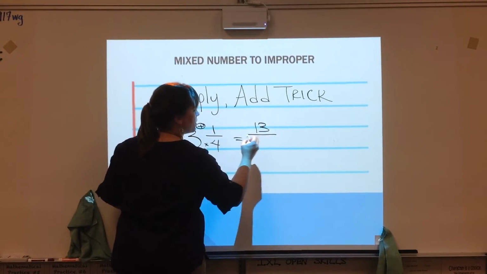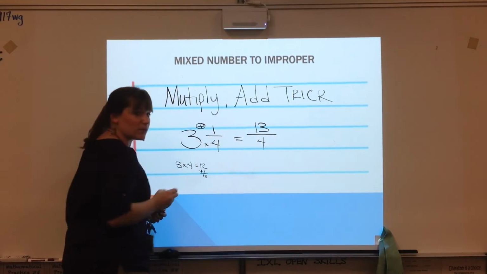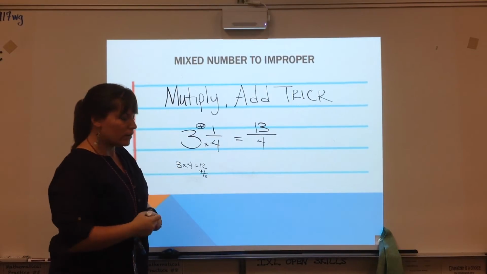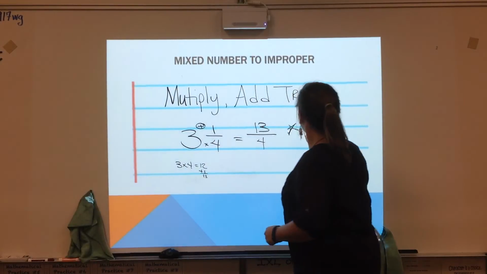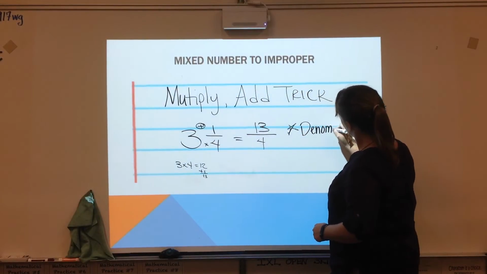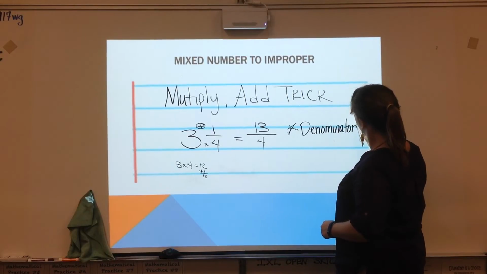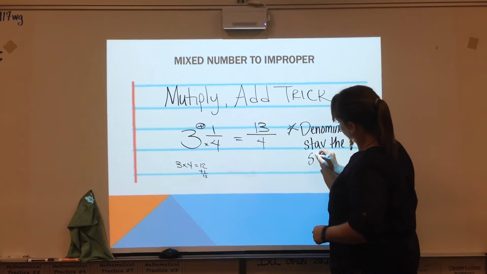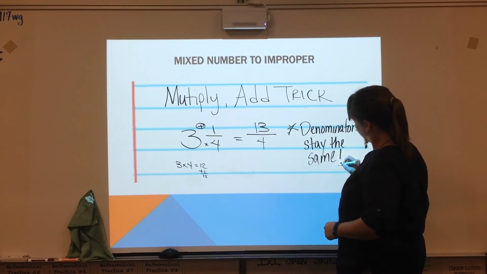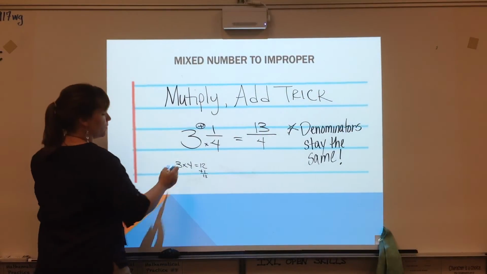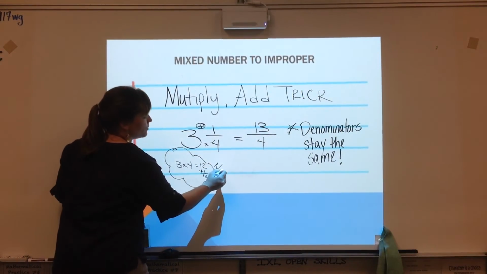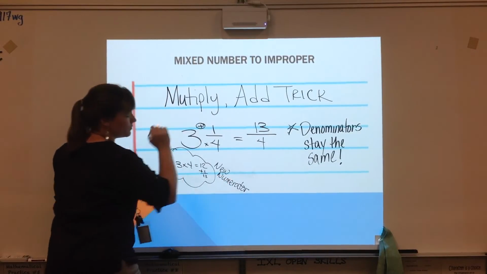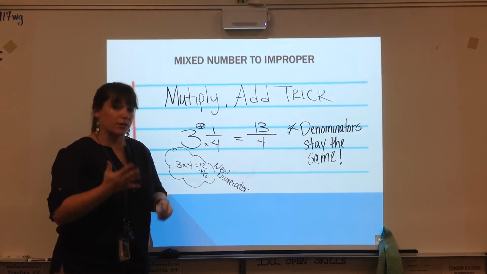So 13, and the denominator will always stay the same. That's the only piece they have to remember. Denominators will always stay the same. So let's write that down so we don't forget. Denominators stay the same. This is how we find the new numerator. And we have 13/4 as our improper fraction.